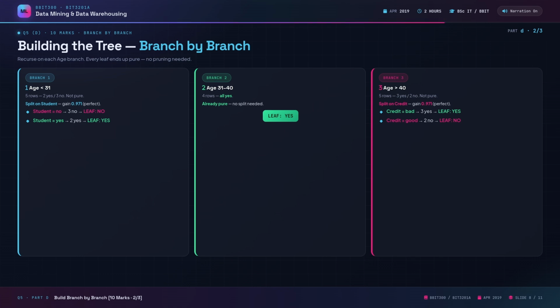So the full tree is age at the top, under 31 splits on student, 31 to 40 is a yes leaf, over 40 splits on credit. Every leaf is pure, so the tree is complete. Slide 9, the final decision tree. Here it is in full.